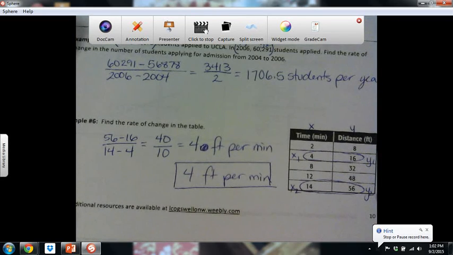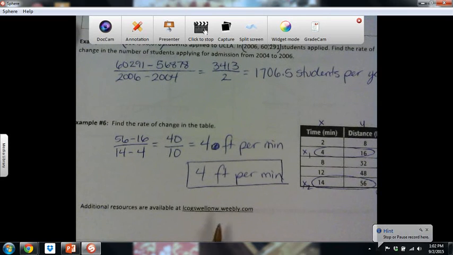Again, don't forget to go back and do examples 2 and 4 on your own, and then you're welcome to check your answers on the assignments calendar on the class website here.